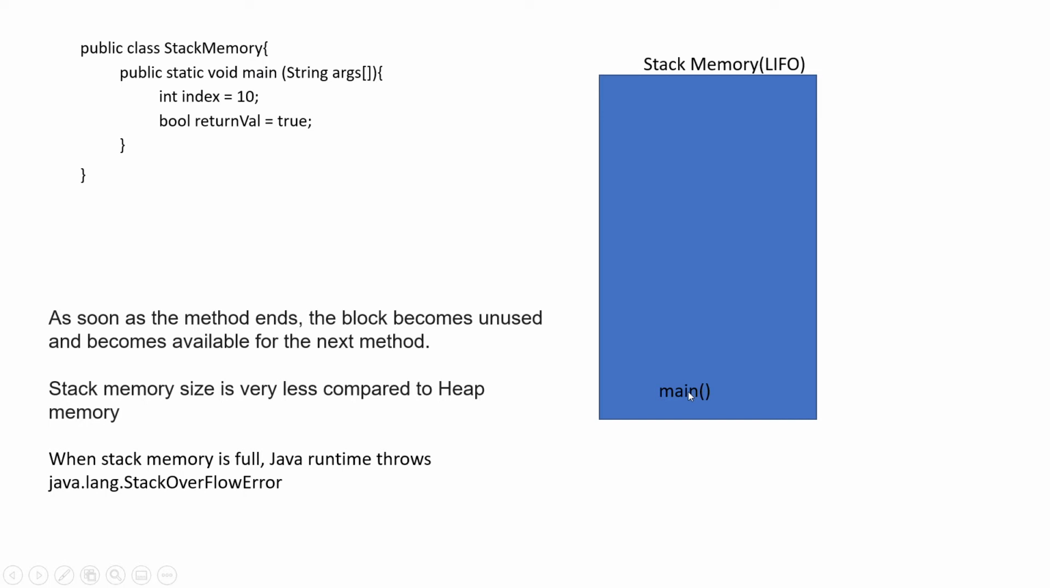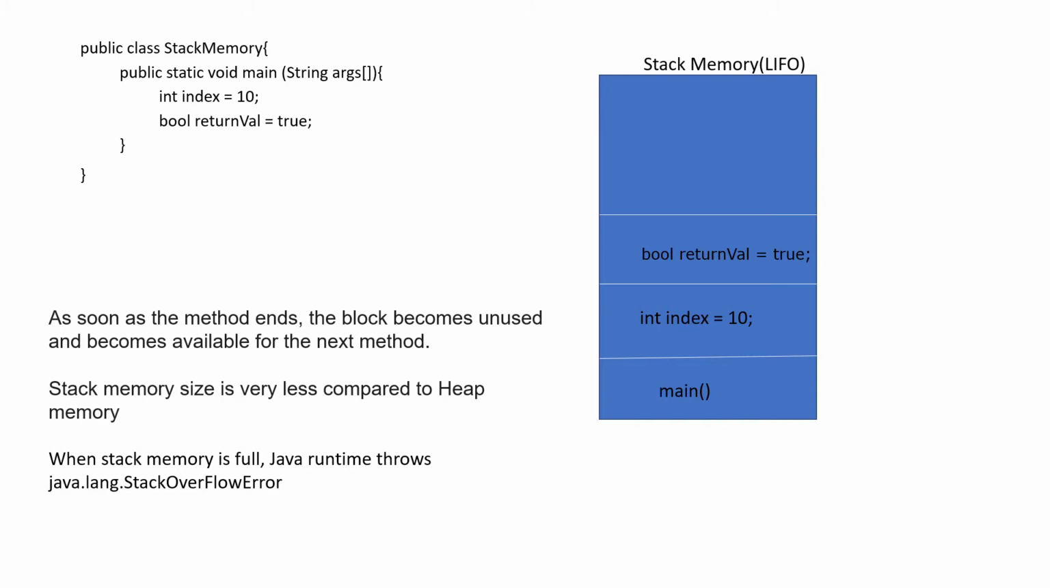The main method is created in the stack, and then it allocates a space for int index 10, so that's there. Then it goes to the next line, that is boolean returnValue equal to true, so that is again copied over here. Once this method is completed, first it deletes boolean returnValue true, then it deletes int index 10, and then it deletes main.